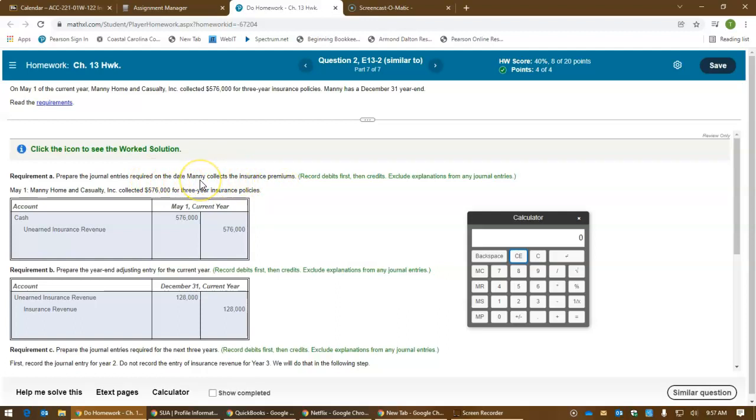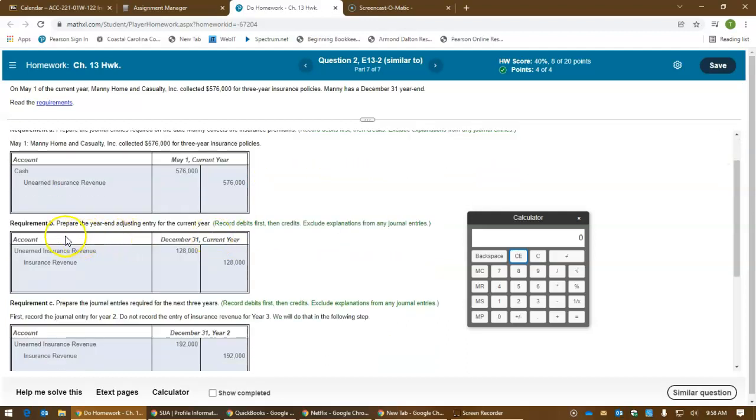So we are the insurance company. We're collecting $576,000 for 3-year insurance policies. So the journal entry would be cash is going up. That's a debit. It's an asset. And unearned insurance revenue, that's a liability, because now, Manny, that's who we are, we have an obligation to provide insurance coverage for a period of 3 years. So that's a liability going up. That's a credit, $576,000.